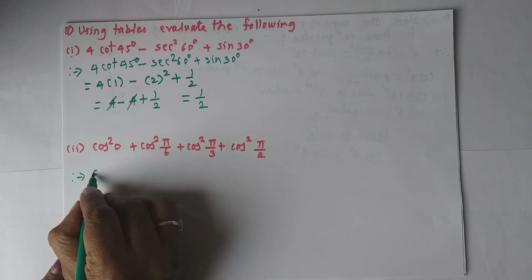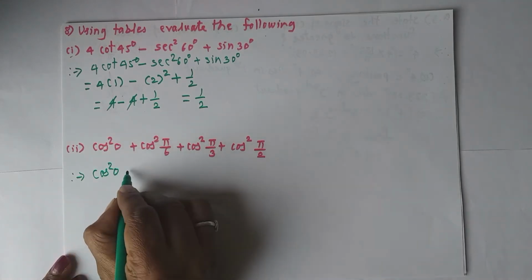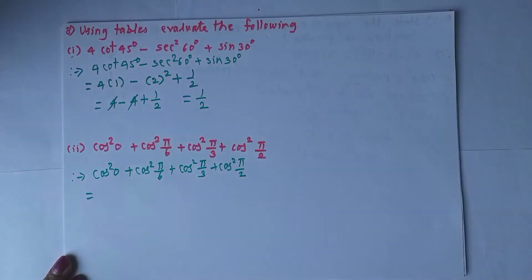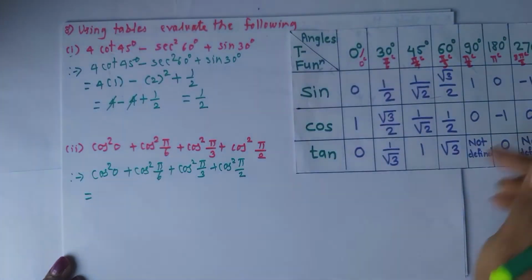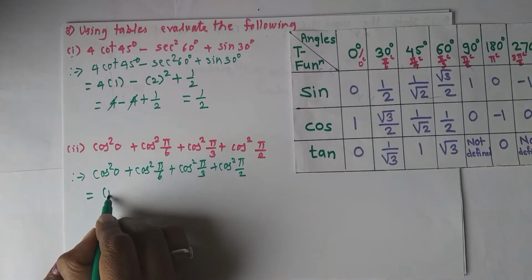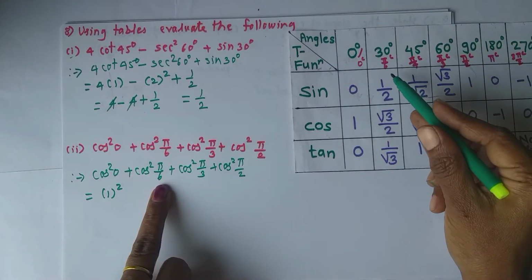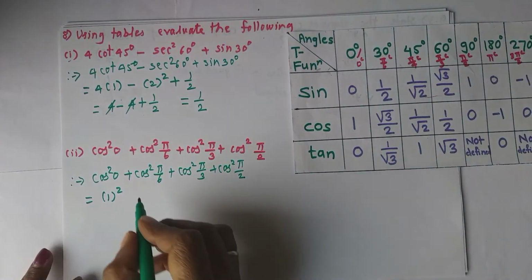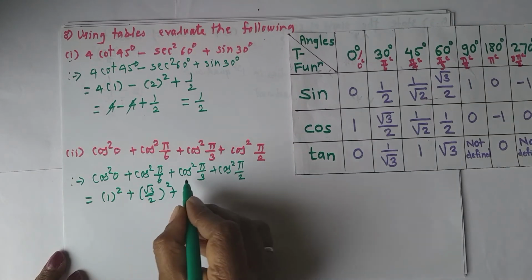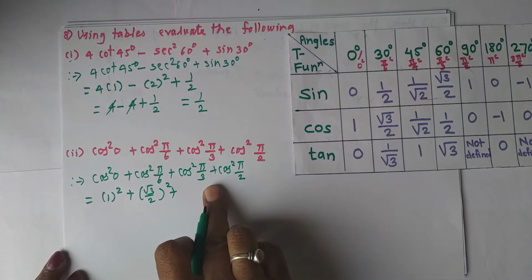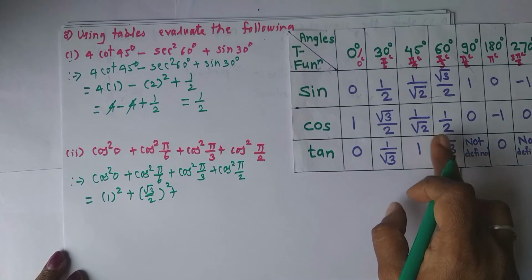Then for the next problem, you write down this problem as it is. Now keep the value of cos 0. What is the value of cos 0 from the table? It is 1. That is 1 square. Pi by 6. Pi by 6 means what? 30 degree. Cos 30 is root 3 by 2. Its square. Then cos pi by 3, that is 60 degree. It is half.